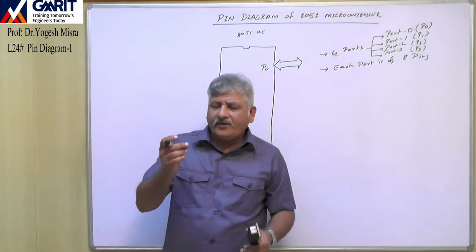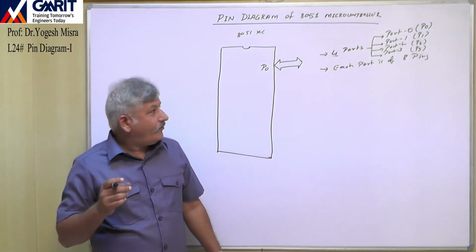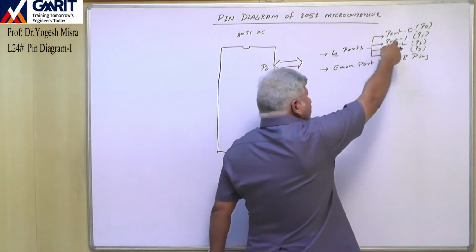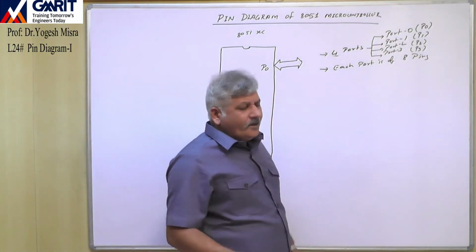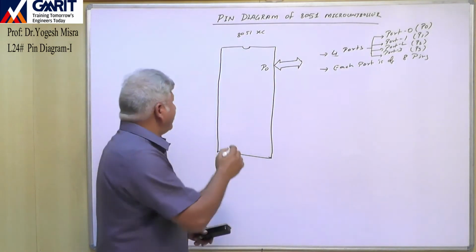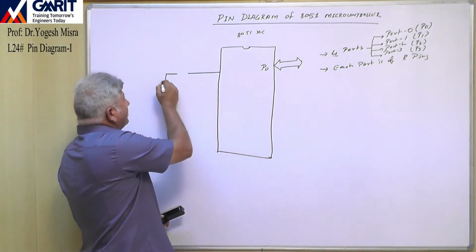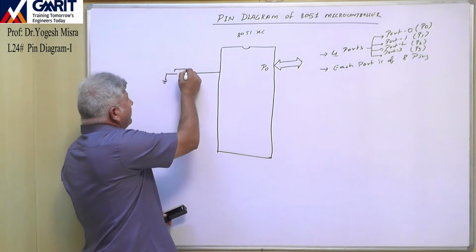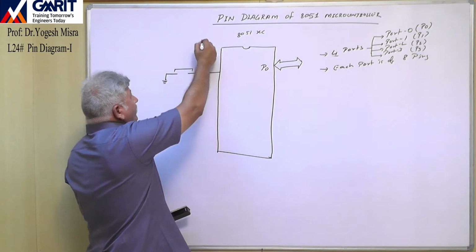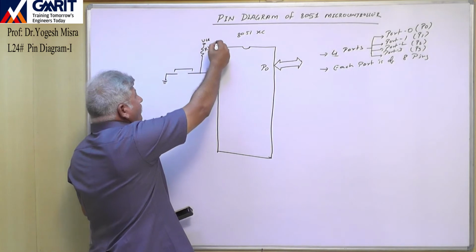So suppose we want to connect one switch with this microcontroller. Then out of these 4 ports, we can use any one pin of any port to connect that switch like this. So this is the switch. This is one resistor, suppose a 1 kilo ohm resistor, and this we have connected to VCC.